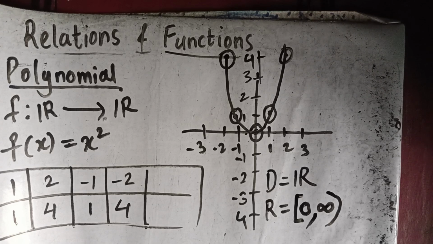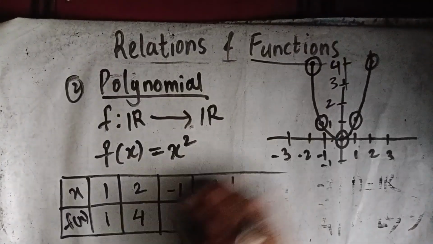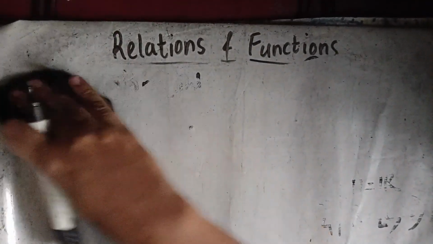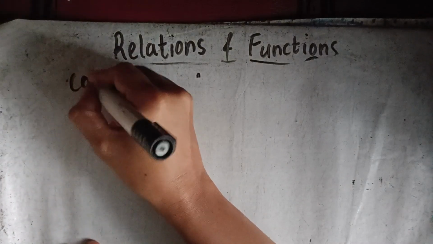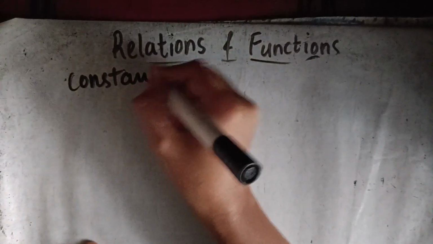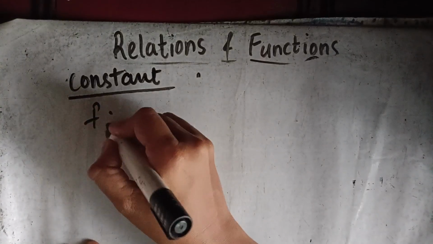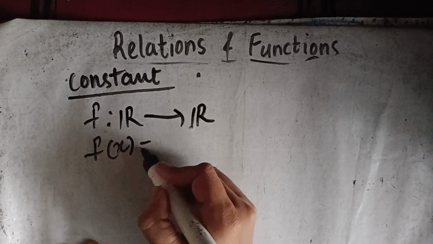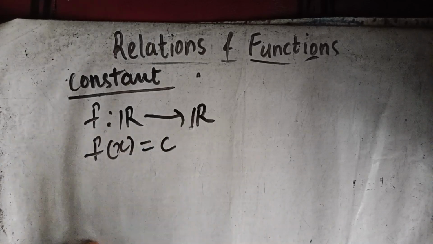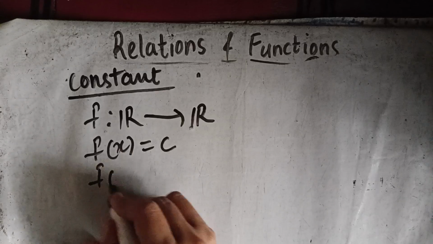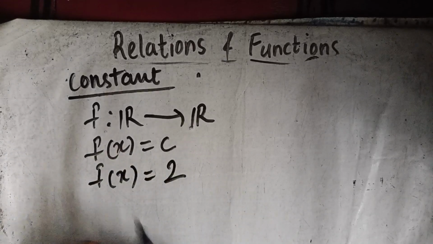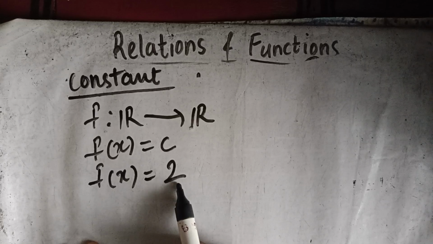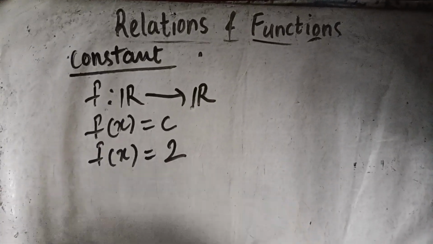Okay, let's write constant function. Constant function, again f from R to R, and it is defined as f of x equal to c, where c is some constant. Now for example, if I take f of x is equal to 2, it means whatever number you take here, you will get 2 as the y.